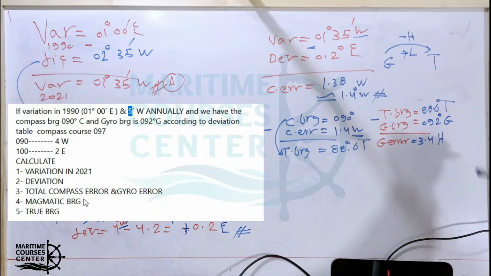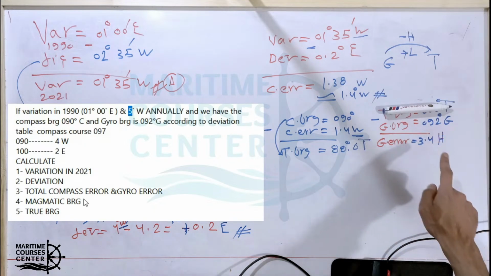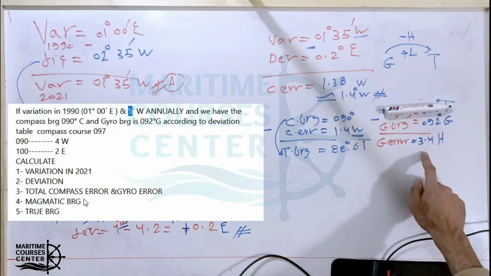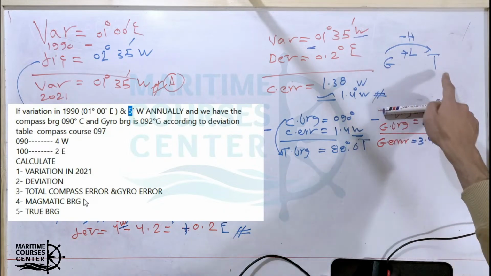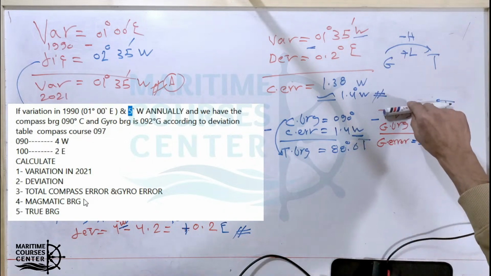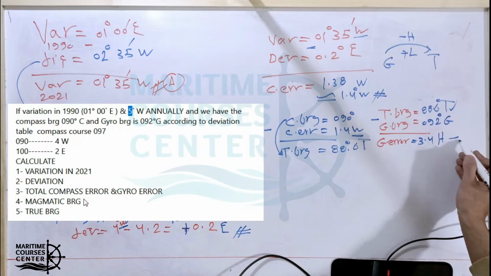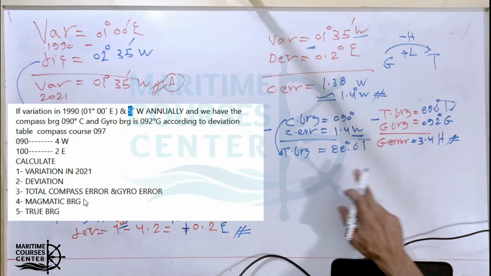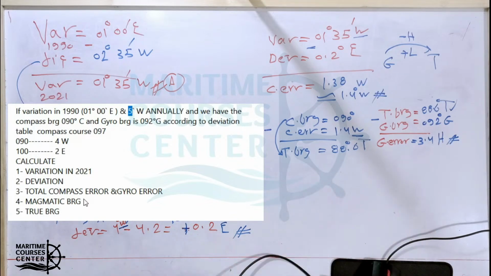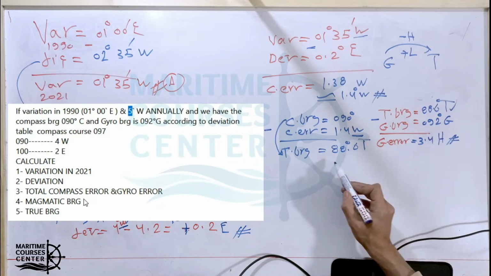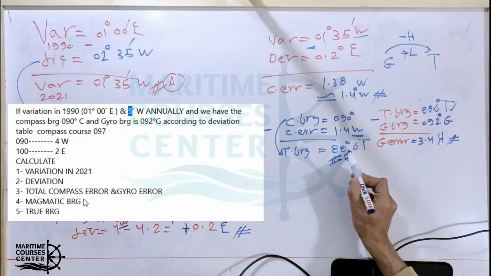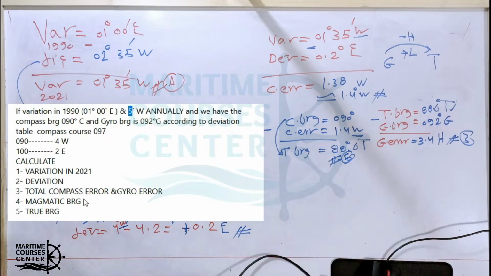Why? Let's make sure. I'm going to hide this one. So right now we have gyro bearing 092 gyro, and gyro error is 3.4 high. So from gyro to true we're going to minus. So here you can see we already did the minus. So this is request number 3, total compass error and also gyro error. Okay, and we also have this true bearing. Yes, it's right, we already calculated this. So this is number 5 and this is number 3. So we still have number 4.